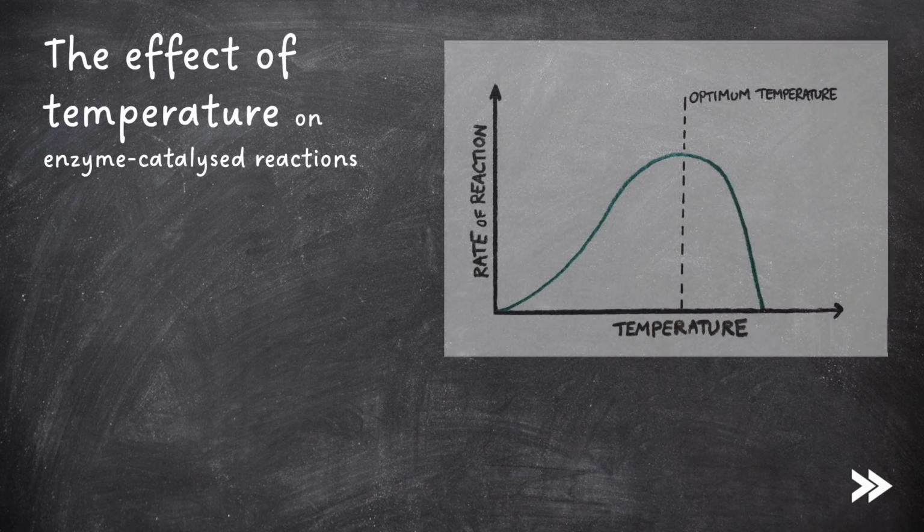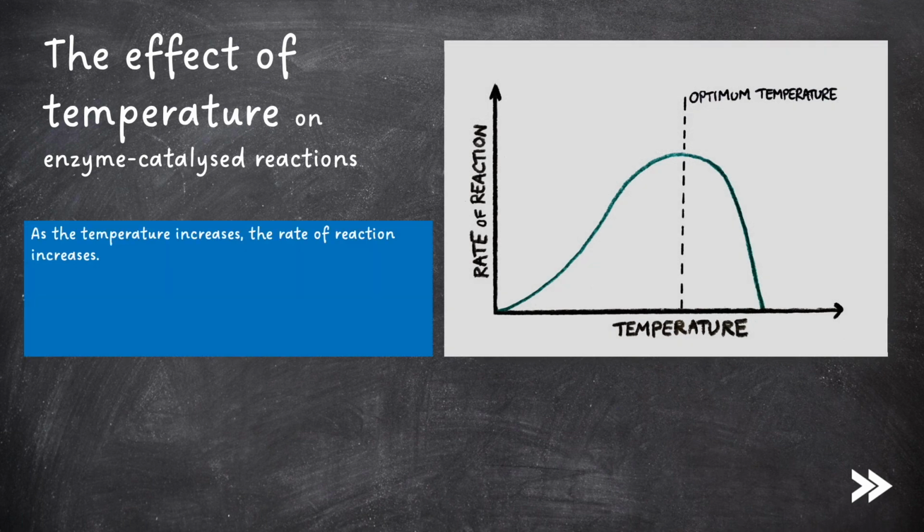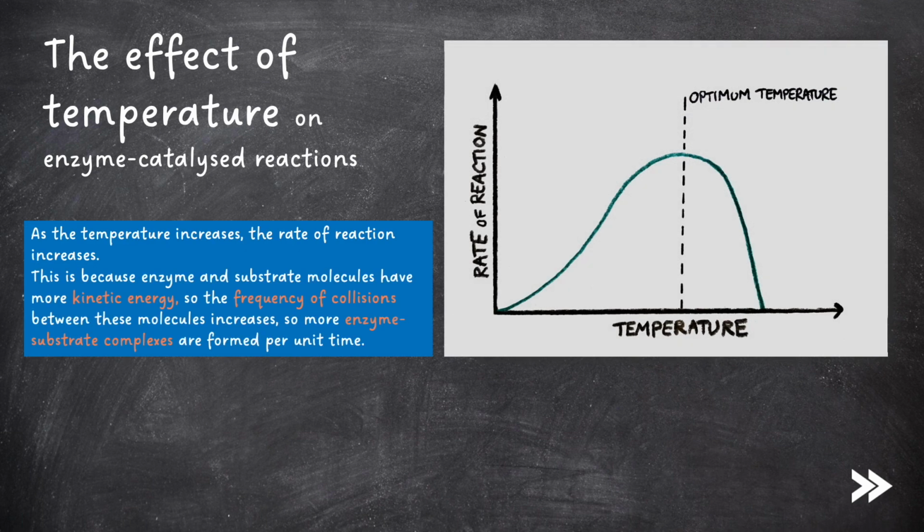First of all, temperature. As the temperature increases, the rate of reaction increases. This is because enzyme and substrate molecules have more kinetic energy, so the frequency of collisions between these molecules increases, so more enzyme-substrate complexes are formed per unit time.